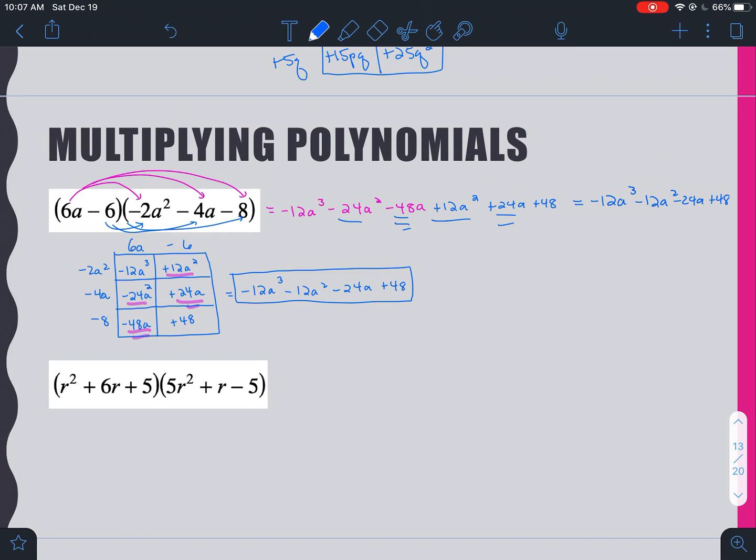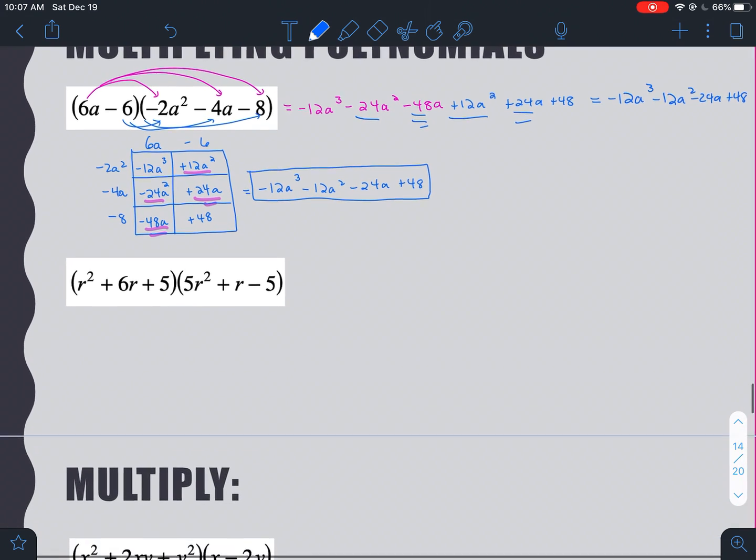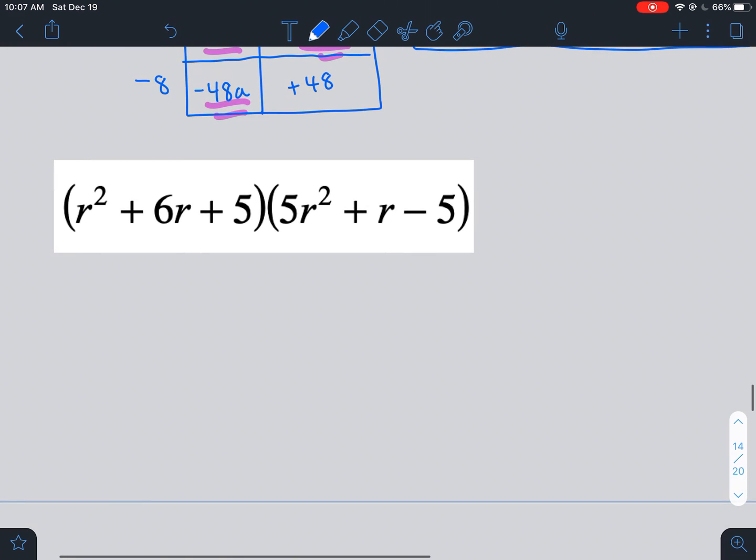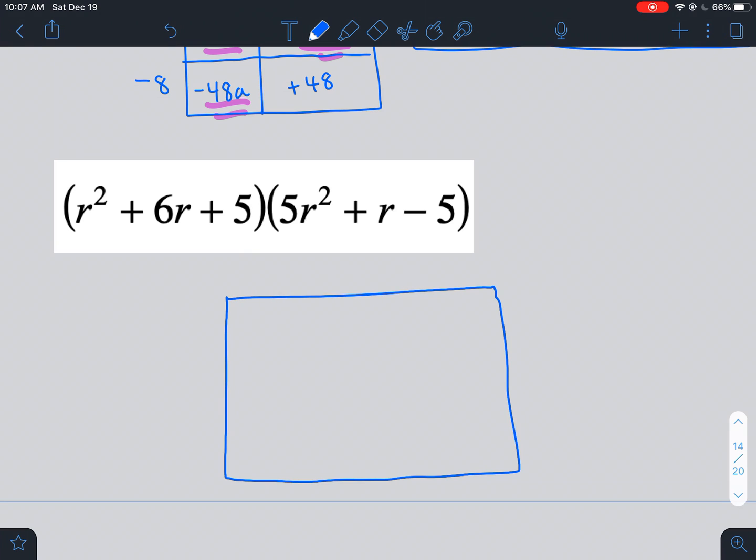So whatever method you like better, again, the distribute method or the box method, go ahead and use for your homework. All right, on the next one, we have a trinomial times a trinomial. So again, let's use the box method. I'm going to have to make a bigger box because it's a trinomial times a trinomial. So r squared plus 6r plus 5.